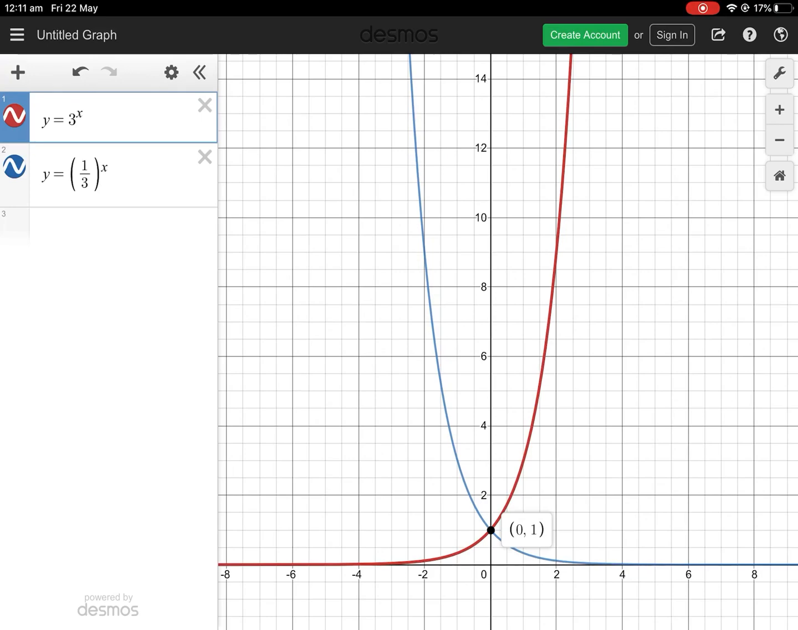The only time that will change is when you start putting a coefficient in front of the 3 to the power of x, for example, which we'll see in question 6 when we get there. I'll show you those as well.